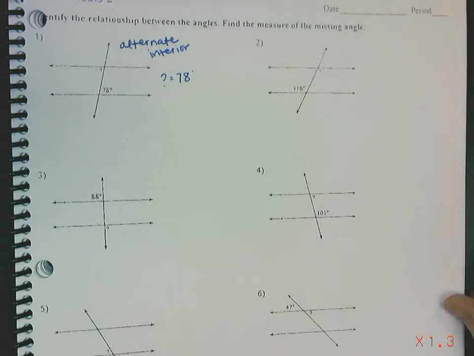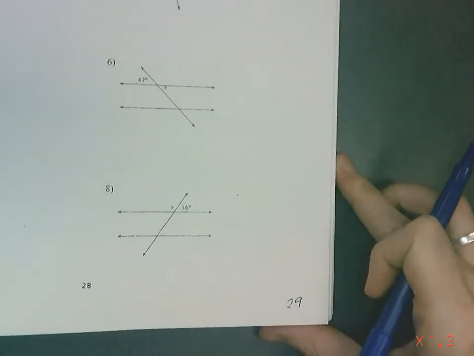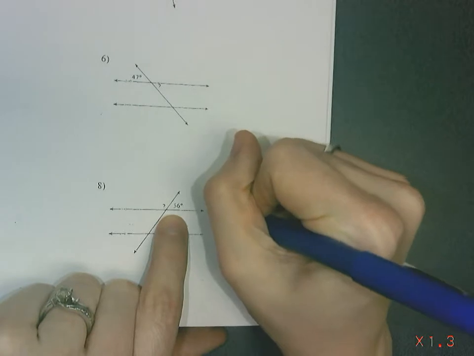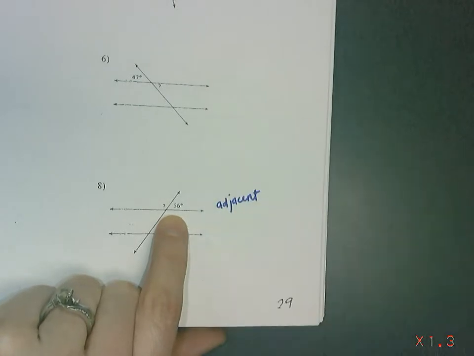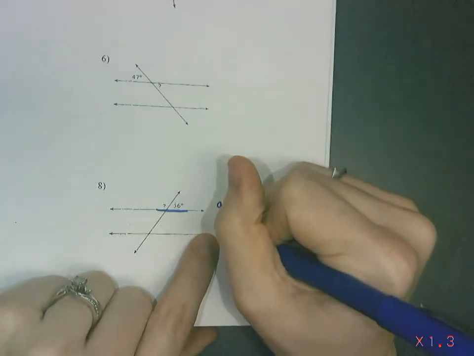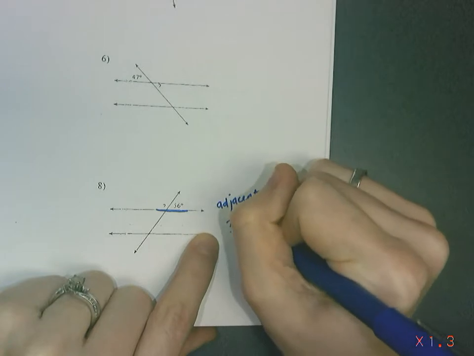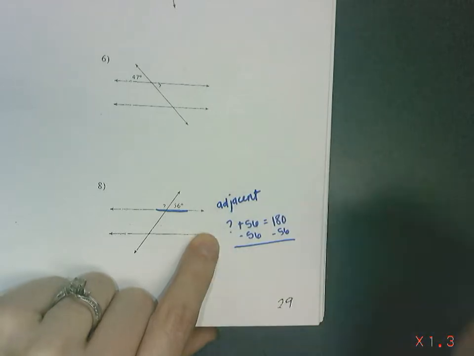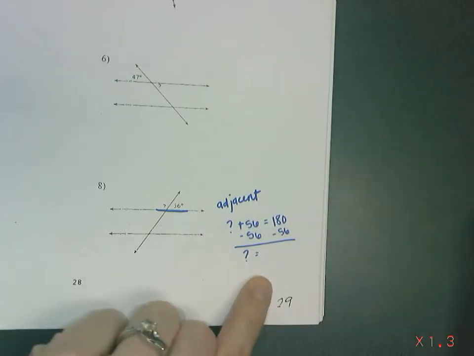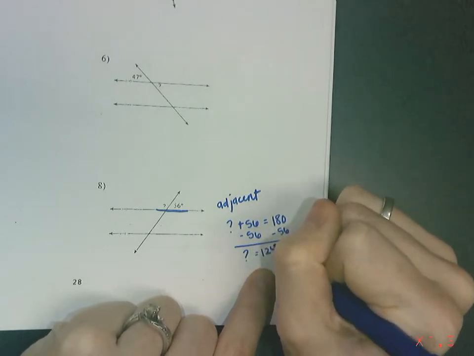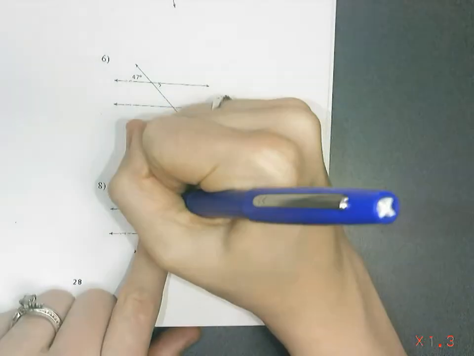Then let's go ahead and look at number 8. These two angles are right next to each other, and when something's right next to something else, we call it adjacent. These are adjacent angles, and because they're on a straight line, they're supplementary, and they add up to 180. So we would do question mark plus 56 equals 180. Then we subtract 56, and 180 minus 56 is 124. So this question mark right here is 124 degrees.